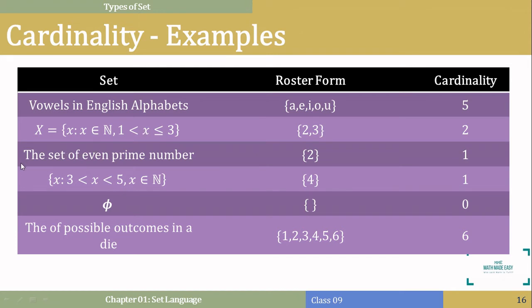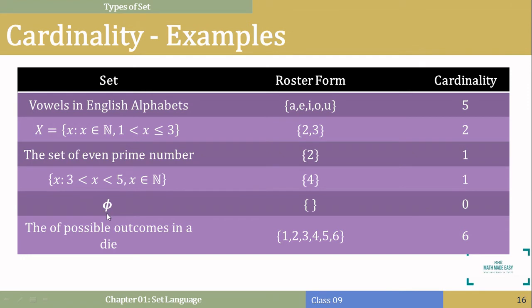Let's consider another example, the set of all even prime numbers. Obviously, 2 is the only number which is even and also prime. So, putting that as a set gives you only one element to count. So, the cardinality of this set is 1. Let's consider another example, where we have the set of all elements x such that x belongs to natural numbers and the boundary for x is 3 and 5, and the endpoints are not included. The only element between 3 and 5 in natural numbers is 4. So, we have only one element inside this set. So, the cardinality of this set is 1.